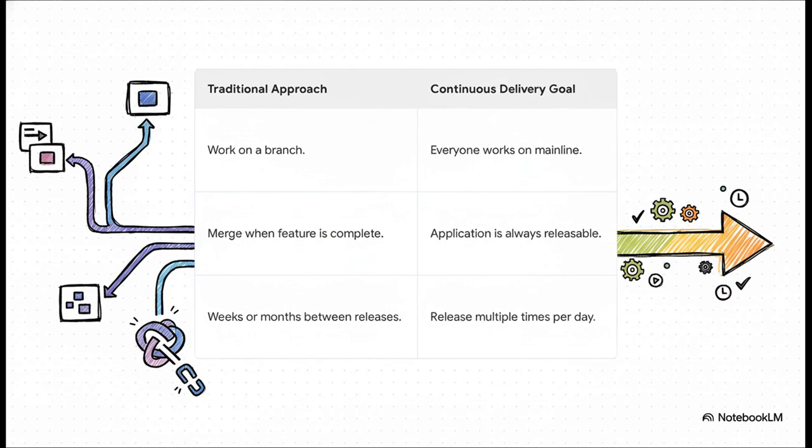Well, the traditional approach to this problem was something called feature branching. You'd make a copy of the code, go work on it in isolation for weeks, maybe even months, and then you'd have to face the dreaded big merge back into the main codebase, or what we call mainline. And trust me, that merge can be a total nightmare of conflicts and bugs. The whole idea behind continuous delivery is to flip this on its head. The goal is for everyone to work directly on mainline, all the time, keeping it perpetually stable and ready to go.